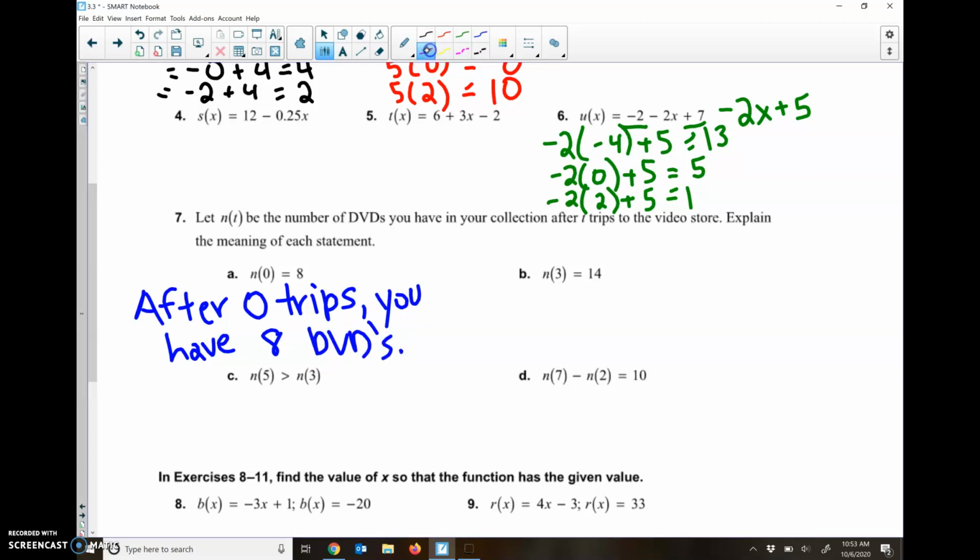Okay, next one, number of times you went is 3. So now after 3 trips to the DVD store, you now have 14 DVDs.